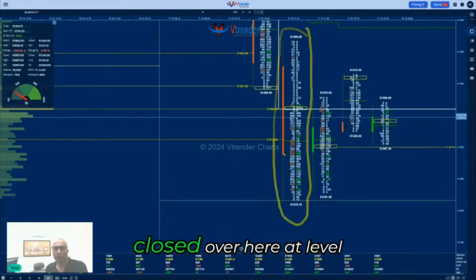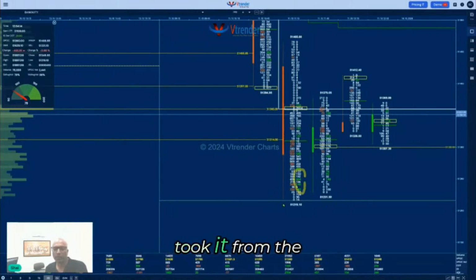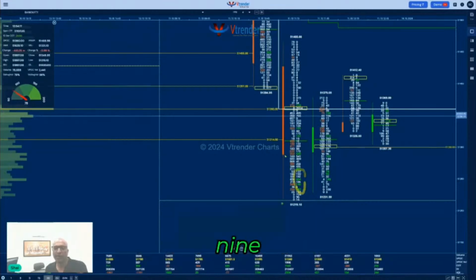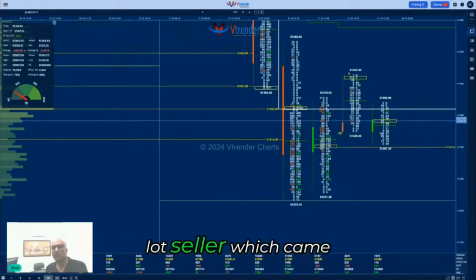Now this candle has closed over here at 11:15. Why did it close over here? Because it met a little bit of serious buying over here, which took it from the lows of 51,219 and placed it right here, around this 51,275, 280 mark, right? The same thing over here: this color became red because there is a 314 lot seller which came in exactly at 51,412 and pushed this from the high to this close.